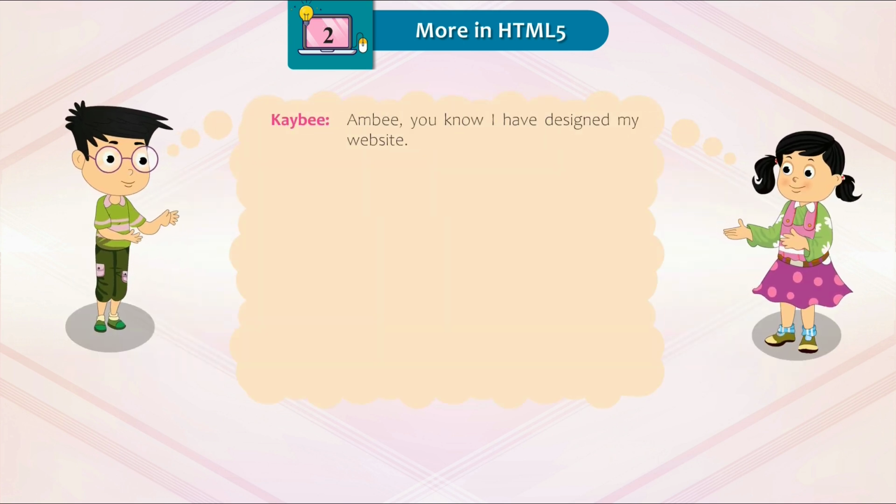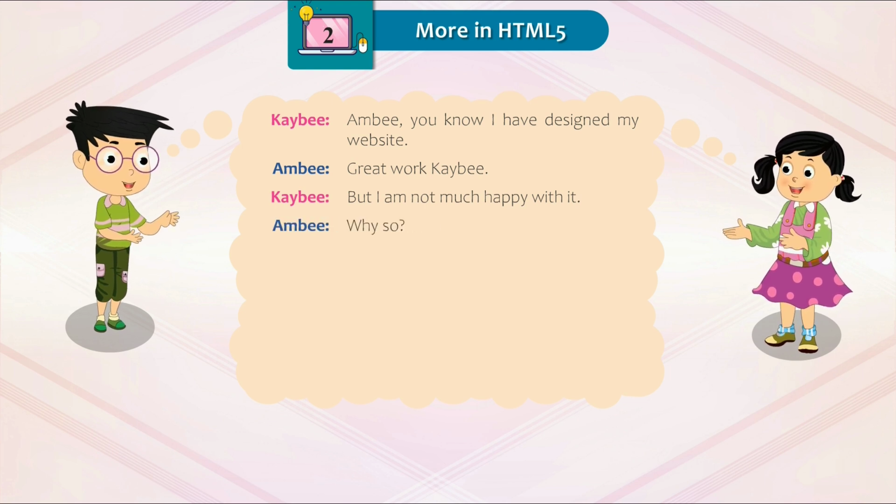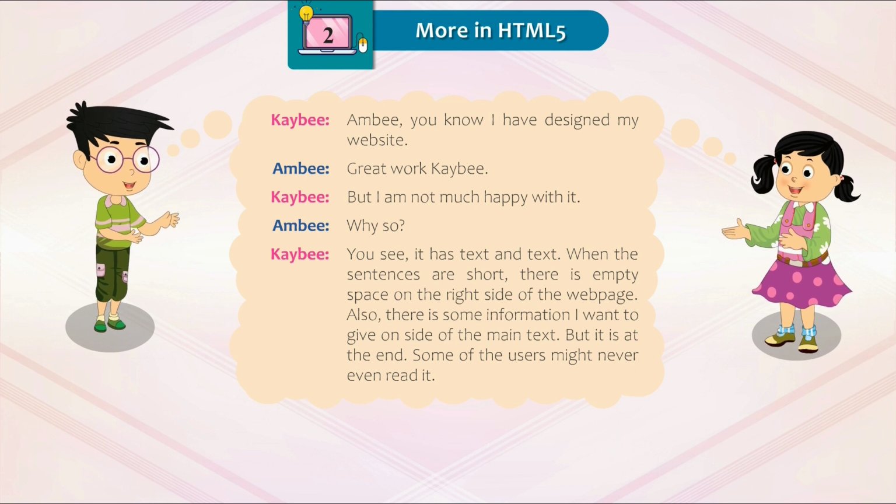KB: MB, you know, I have designed my website. MB: Great work, KB. KB: But I am not much happy with it. MB: Why so? KB: You see, it has text and text. When the sentences are short, there is empty space on the right side of the web page. Also, there is some information I want to give on side of the main text, but it is at the end. Some of the users might never even read it.